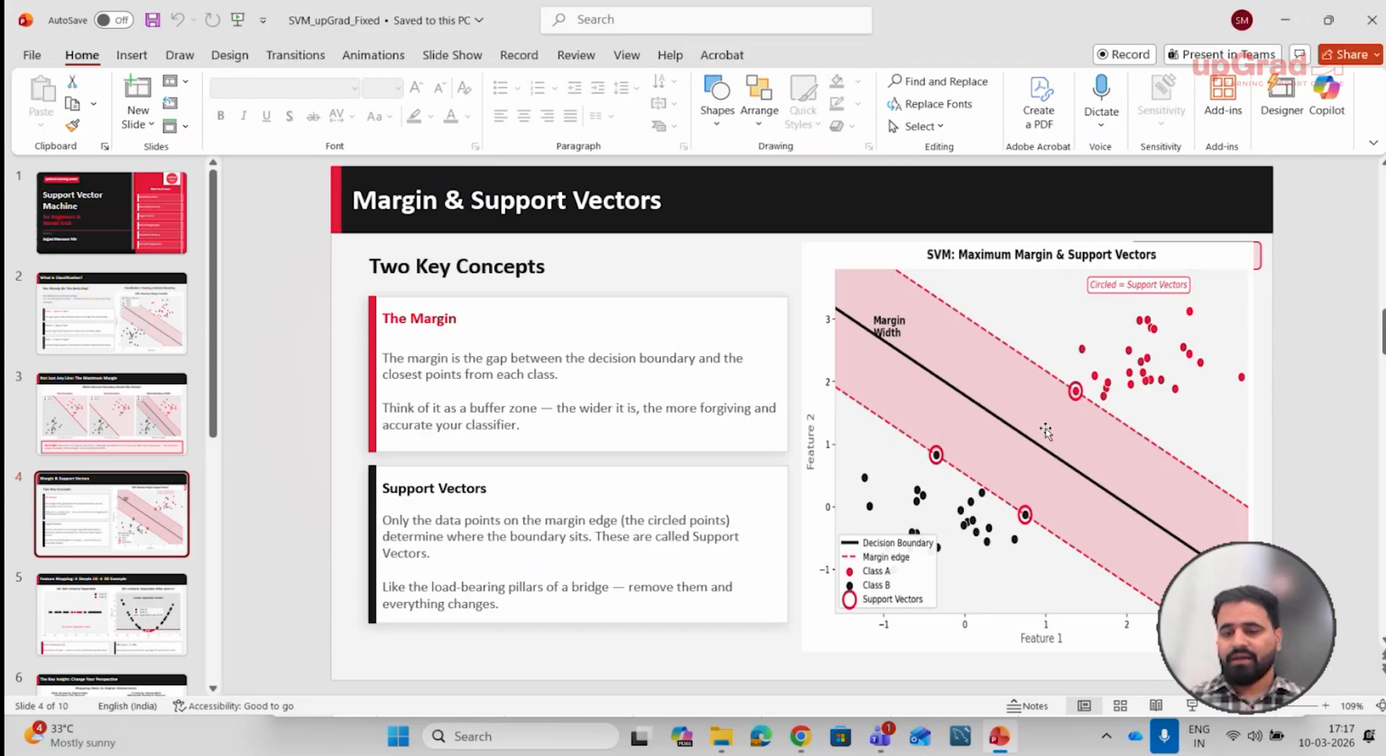I'm repeating it again and again that we want to increase the margin width, or the margin between these two classes. That is what we do here in the support vector machine.